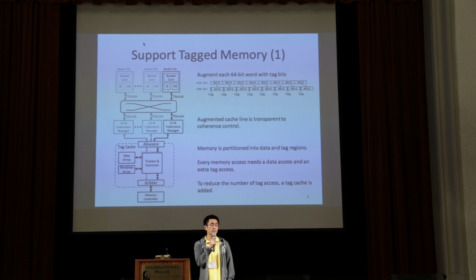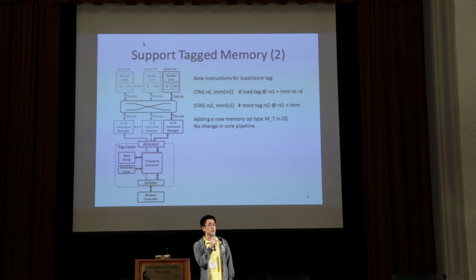To reduce this memory traffic overhead, we add a tag cache in between the L2 cache and the memory controller. This cache will only cache the tag bits. So if there's a hit, we don't need to access the memory controller, which saves traffic.